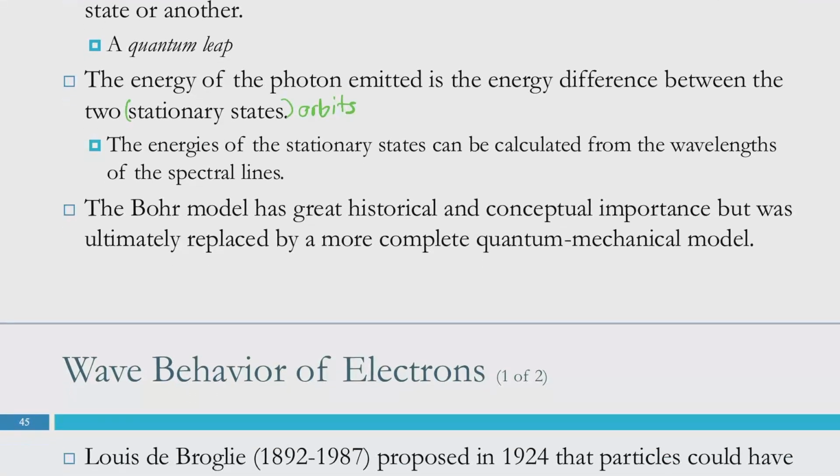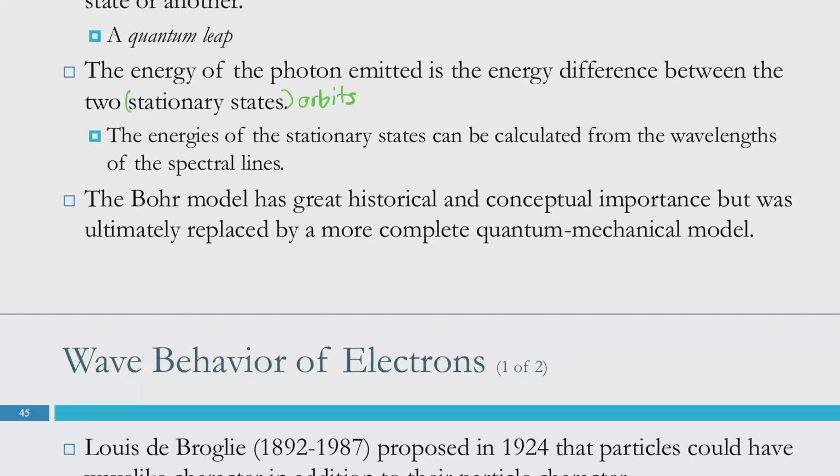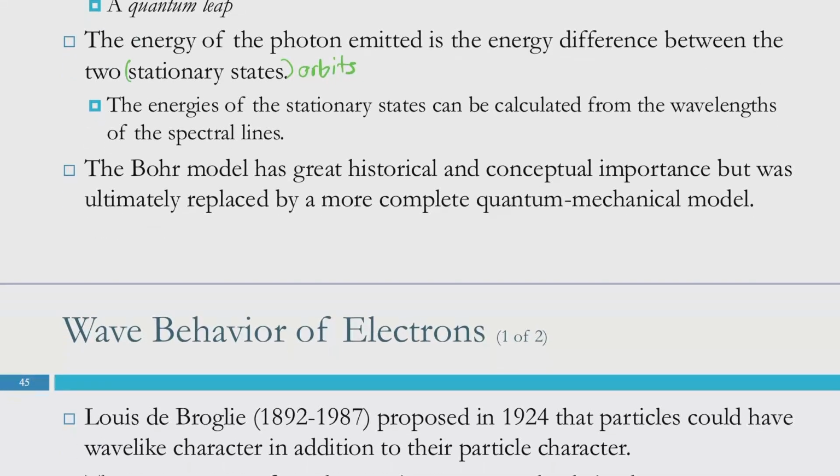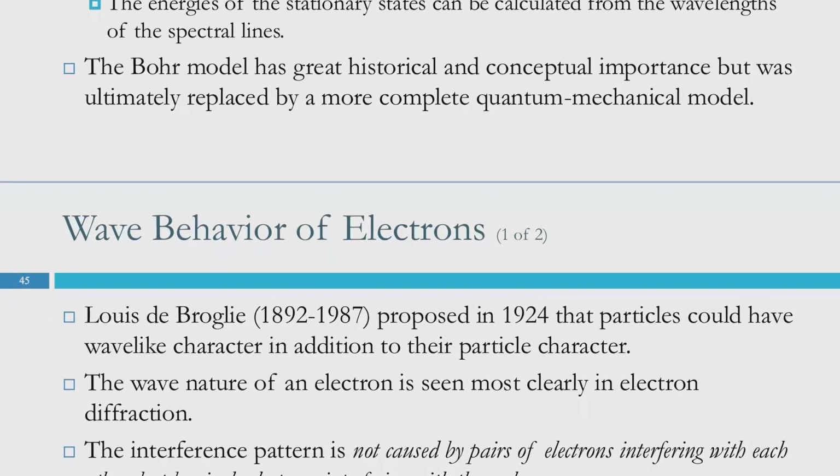So it was ultimately replaced by our more complete quantum mechanical model, and the quantum here just meaning we're talking about the smallest quantities, mechanical meaning how does it work. So we're interested in how do the smallest possible things work. We're thinking about electrons and atoms and really, really small stuff. How do they work? Because they don't behave the same as we do.